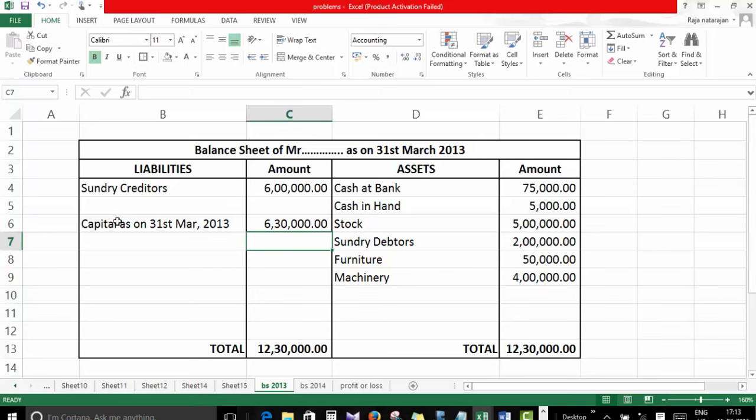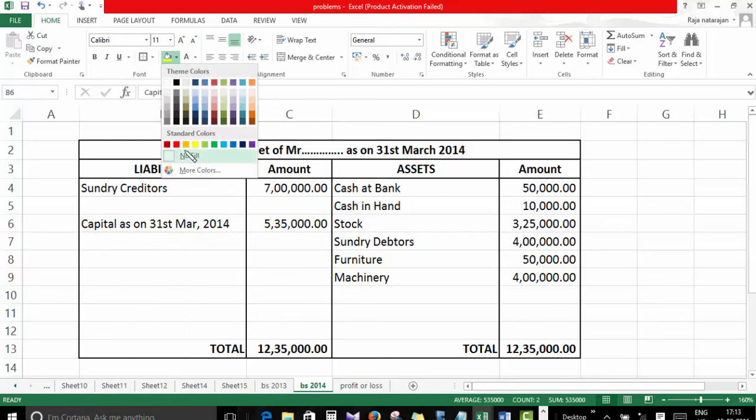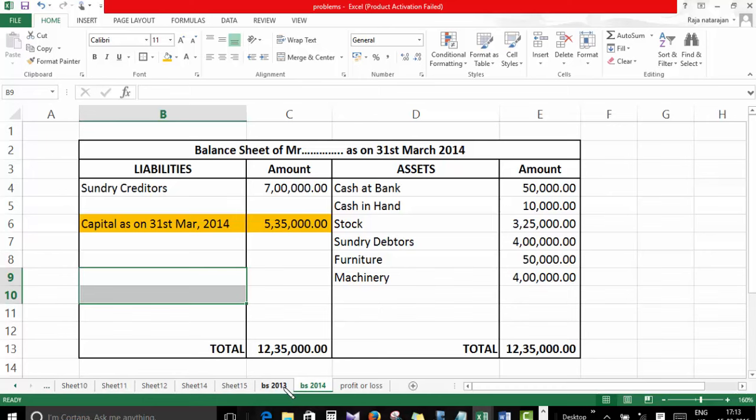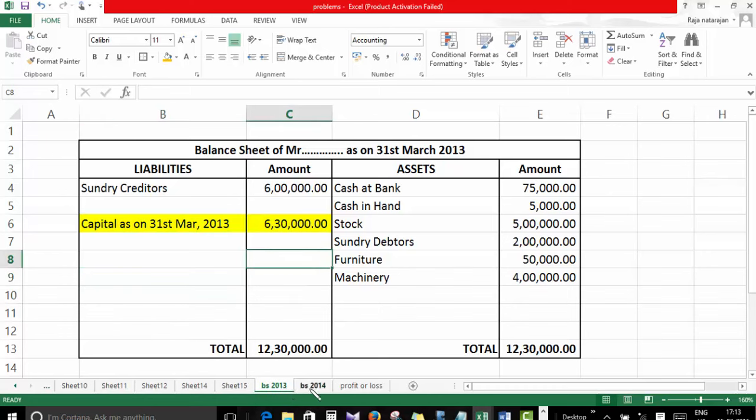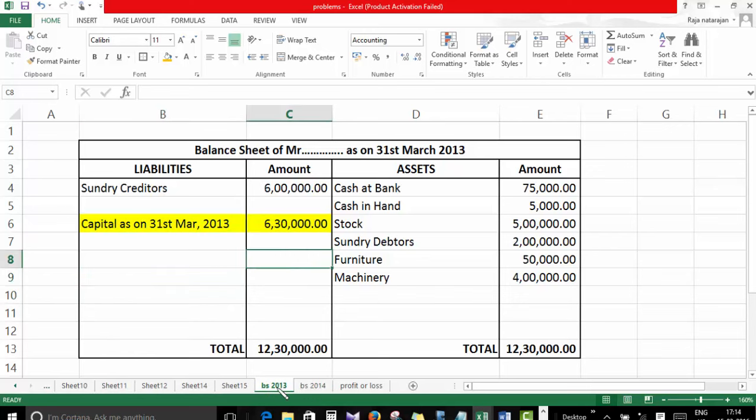So now let's do this comparison. Look at here, this is capital as on 31st March 2013, which is 6,30,000. Then as on 2014 is 5,35,000. Let's highlight in a different color. So 2013, 6,30,000, 2014, 5,35,000. Now we have to find out whether they have made profit or loss, and how we are going to do that. Compare the opening capital with the closing capital. Opening is 6,30,000, closing is 5,35,000.